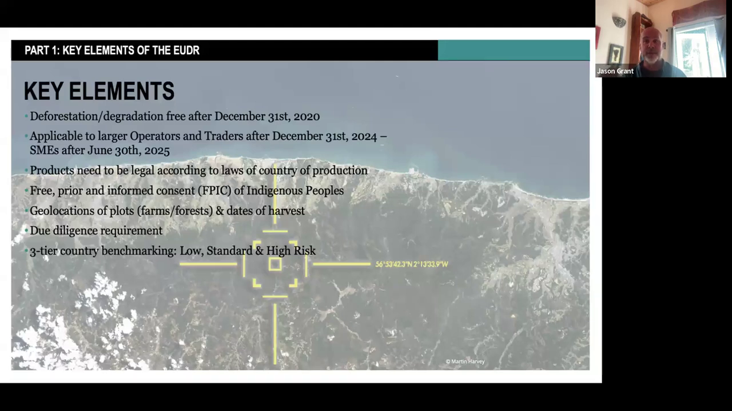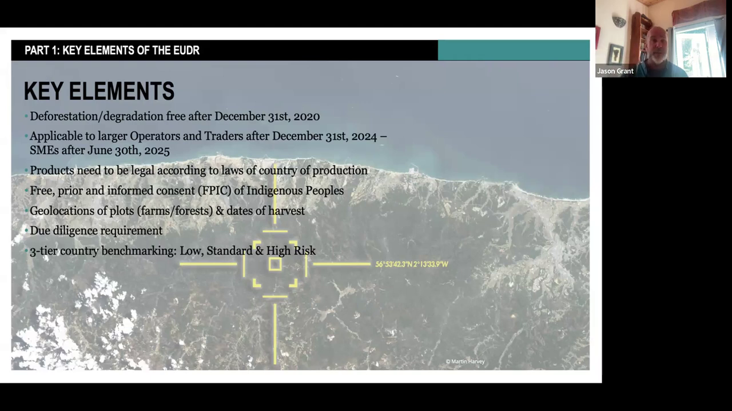These phase-in dates have changed since this presentation was put together. About a month ago, the European Commission announced that they intend to delay the implementation of the regulation a year. And in fact, there are now signs that potentially there could be more changes than that. This is going to be a political football that gets kicked around a little bit, but it looks like it's definitely going to be delayed a year.